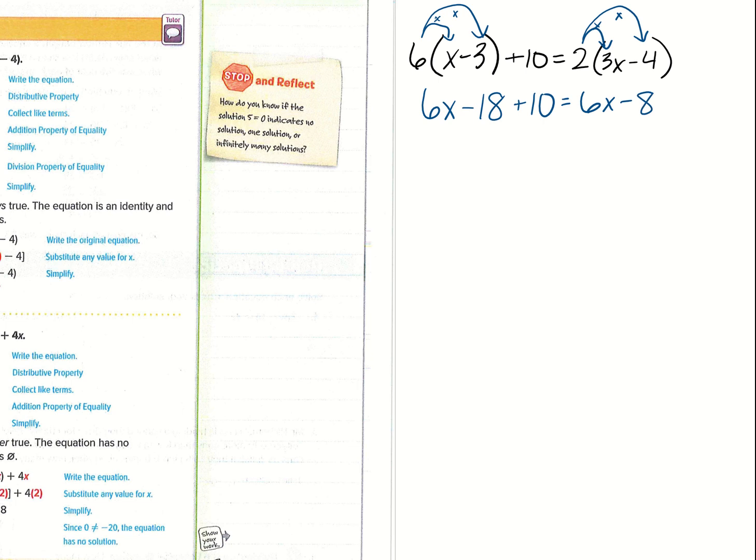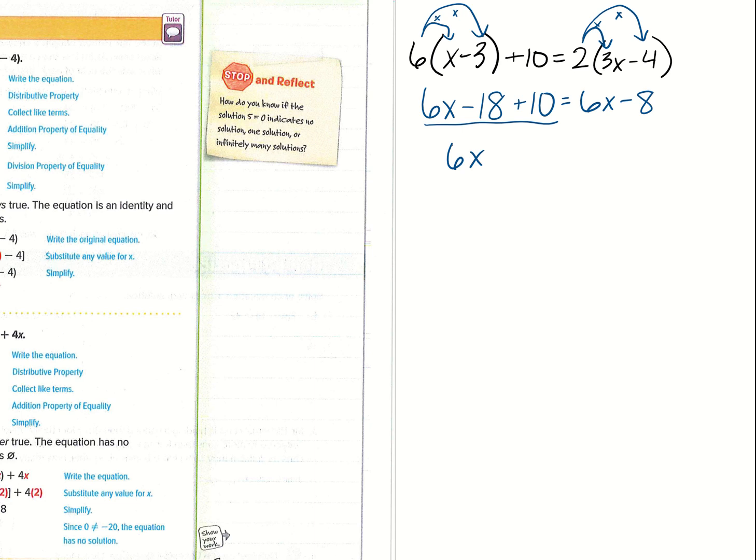Next we can go ahead and combine like terms. You'll notice on this side there are 2 constants, which means we can combine them. So we're going to have 6x, and then we have -18 plus 10, that is the same as -8. So we have 6x minus 8 is equal to 6x minus 8.